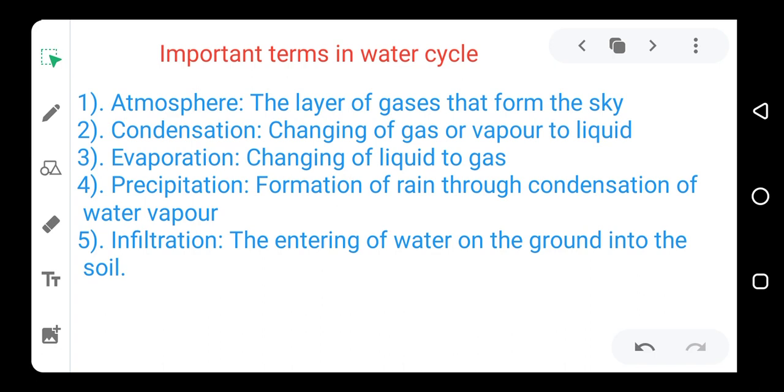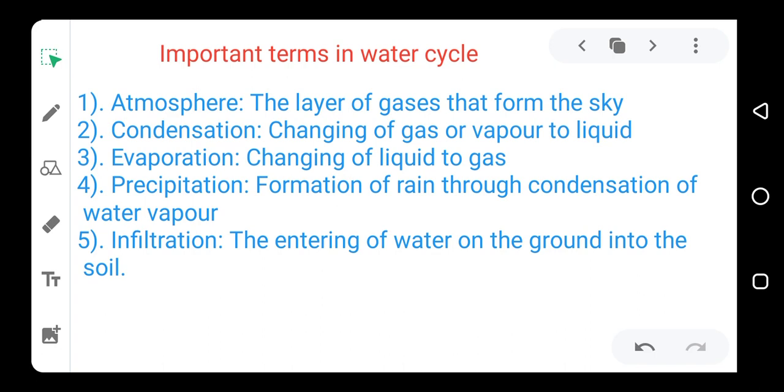Evaporation. Evaporation means changing of liquid to gas, just opposite of condensation. In condensation, we change gas to liquid, and in evaporation, we change liquid to gas. So two of them are opposite to each other. Now, precipitation. Precipitation means the condensation, the special name for condensation of water vapor from the sky. Before it begins to rain, the water in the sky, they will cool down and start condensing, and that is what we call precipitation.